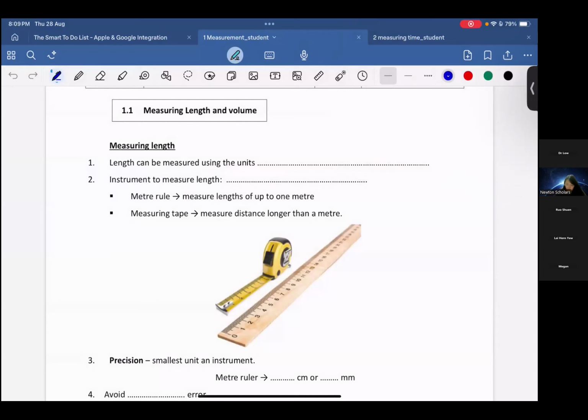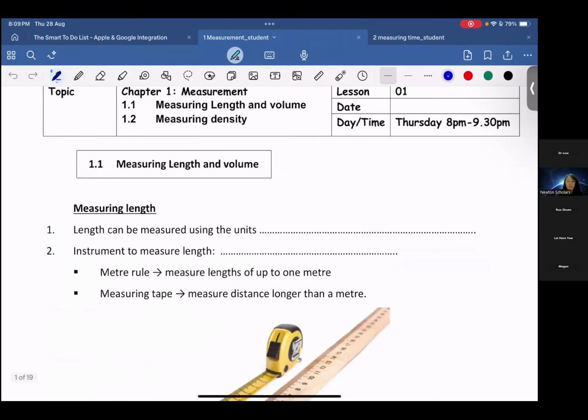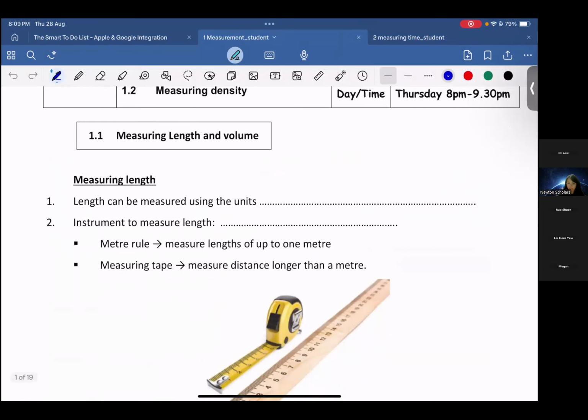Okay, boys and girls, right now we are going to start with our topic, chapter 1, measurement. Very simple, just do not make any careless mistakes. First we learn about measuring length and volume. Length can be measured using units. The common units are cm, m, and km. So we write it down.